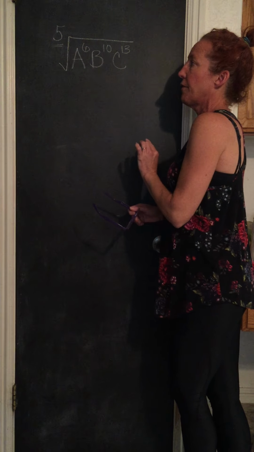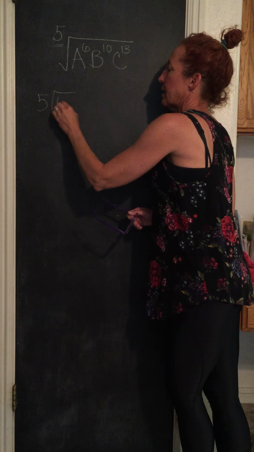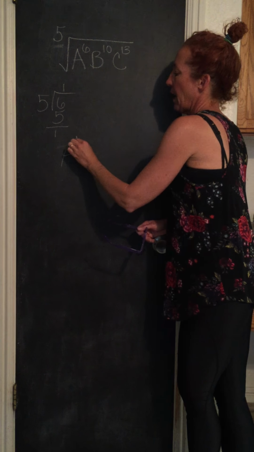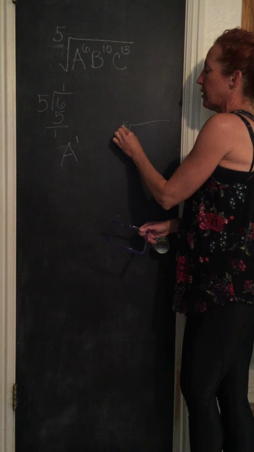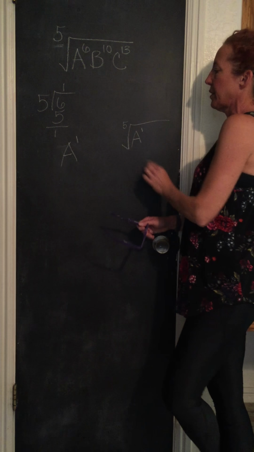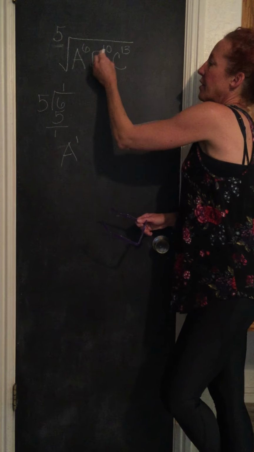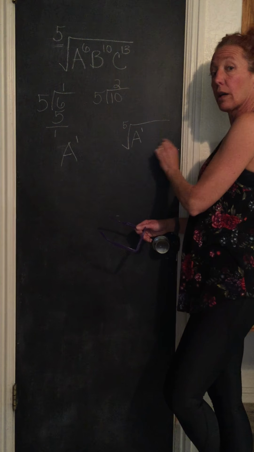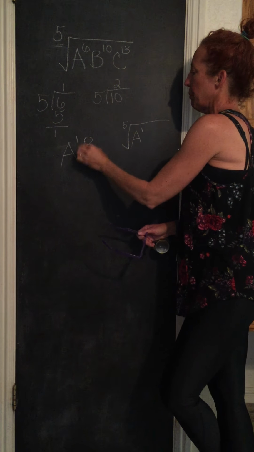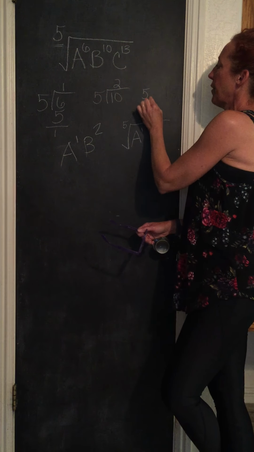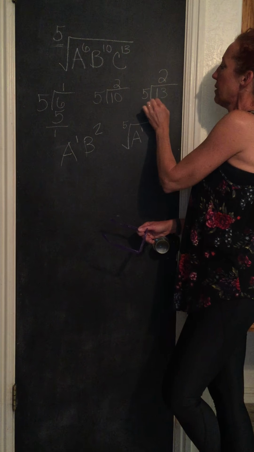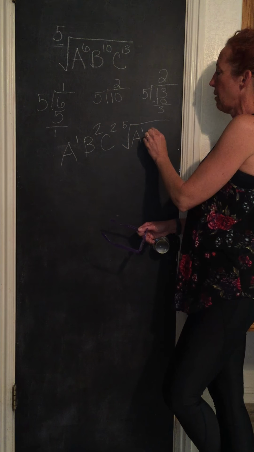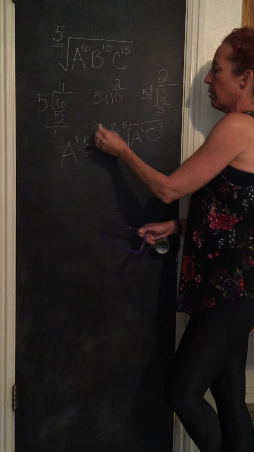We need groups of 5. So 5 goes into 6 once with a remainder of 1. So I'm going to have a to the first on the outside. Don't forget to rewrite that little index. And I have a to the first on the inside. 5 divides into 10 twice with no remainder, so there aren't going to be any b's inside. It's just going to be b squared on the outside. And 5 goes into 13 twice with a remainder of 3. So we have c squared, and then we have c to the 3rd.